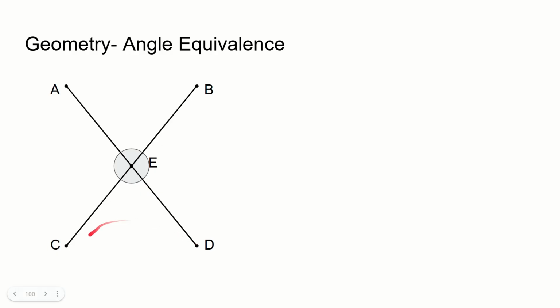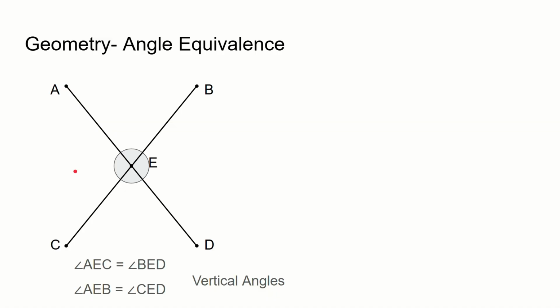And whenever we have these, we call these opposite angles vertical angles. And it doesn't need to be up and down or side to side. It's just opposite sides of an intersection that are called vertical angles. And so we would call this AEC angle equal to BED, and AEB is equal to CED.